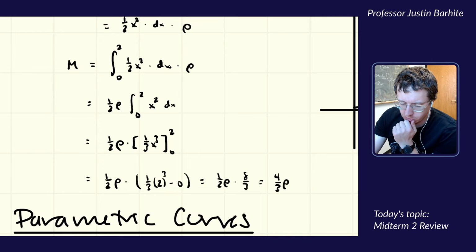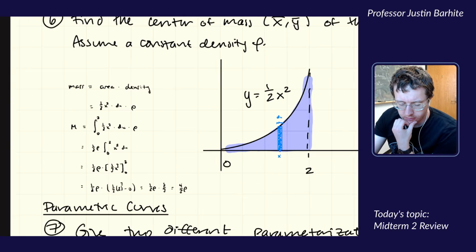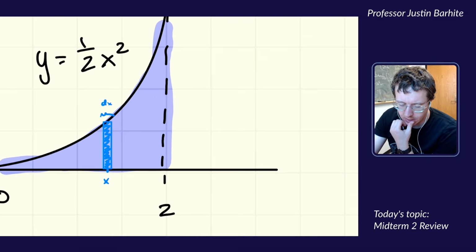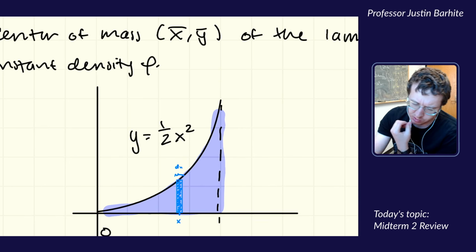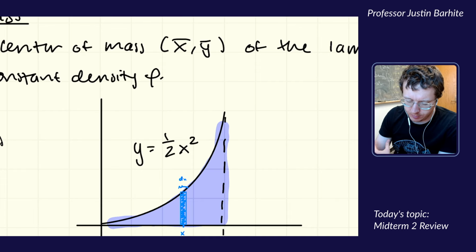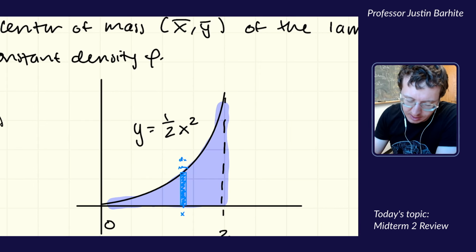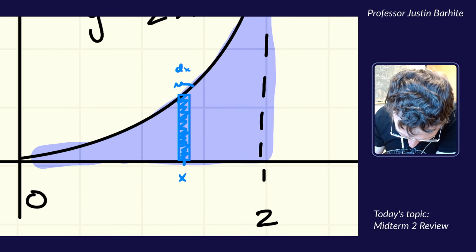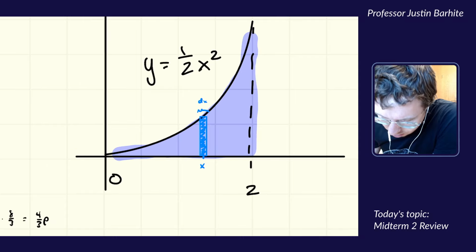So we found the total mass. Now I need to find the moments for x and y. I always get confused by the notation. Like for the x coordinate of the center of mass, I think you use the thing that's called my. But the way I just think about this is, again, I think about one little rectangle at a time, and I think, what does that contribute to the average?